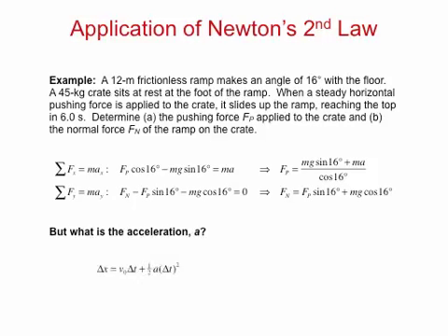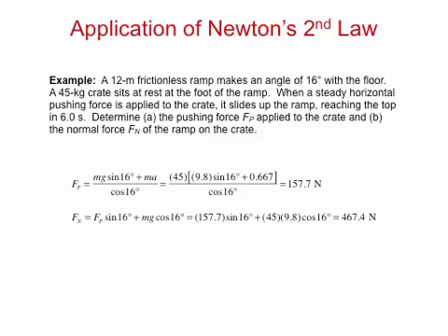The first constant acceleration equation tells us that delta x is equal to v naught times delta t plus 1/2 times a times delta t squared. Since the crate starts from rest, v naught equals 0, and solving for a gives a equals 2 delta x divided by delta t squared. And plugging in numbers, we find that the acceleration of the crate is 0.667 meters per second squared.